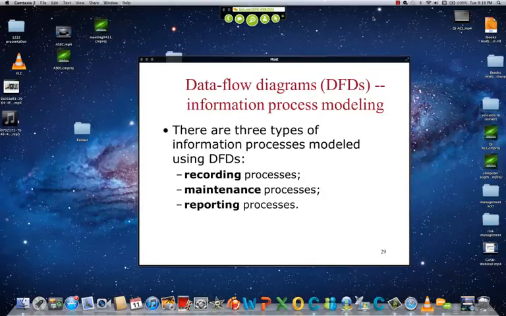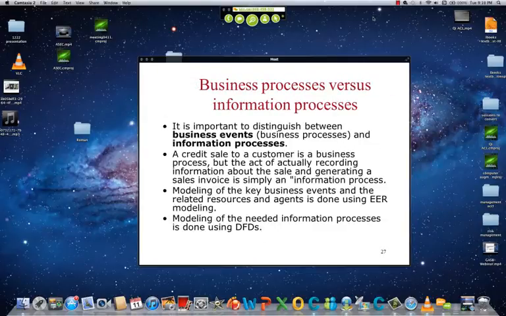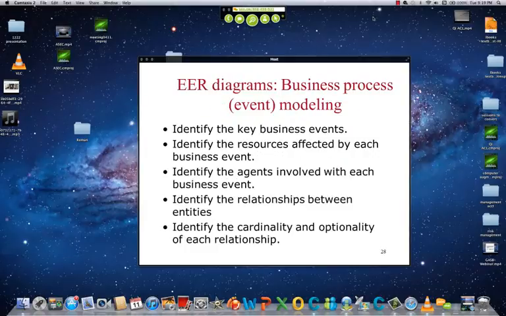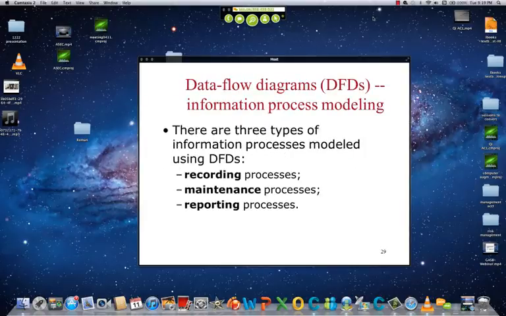But before we do this, let's quickly talk about DFDs. So what are DFDs? DFDs are logical models that capture information processes, as opposed to business events. They try to model the data flow. That's why they're called DFDs.